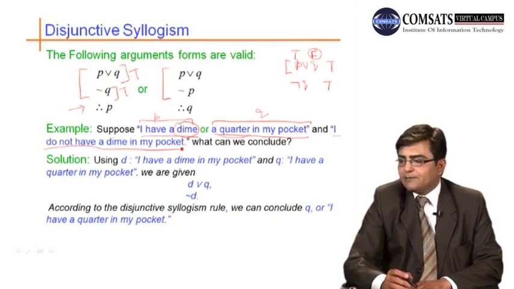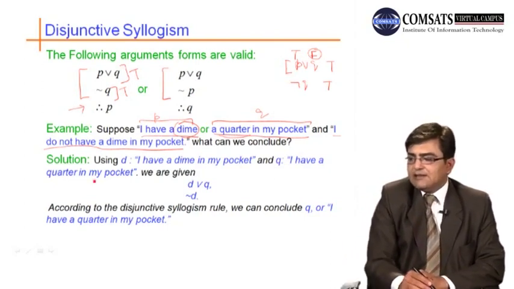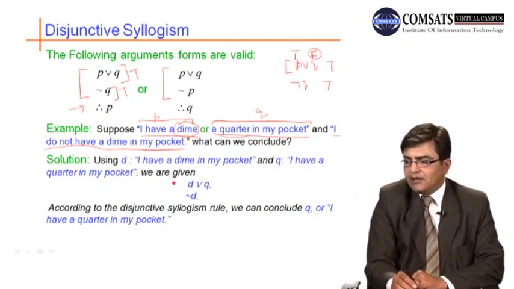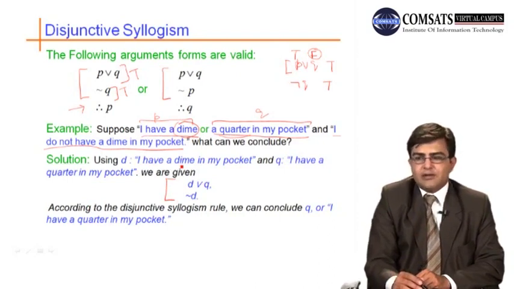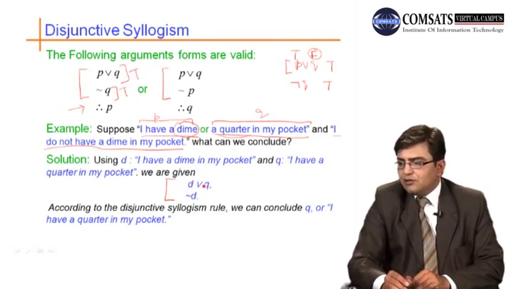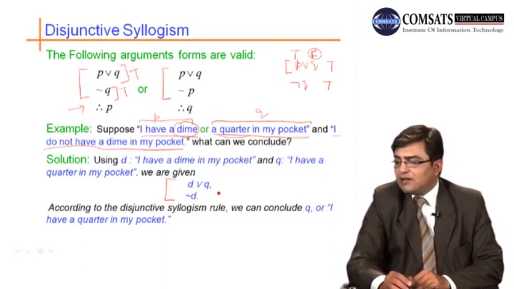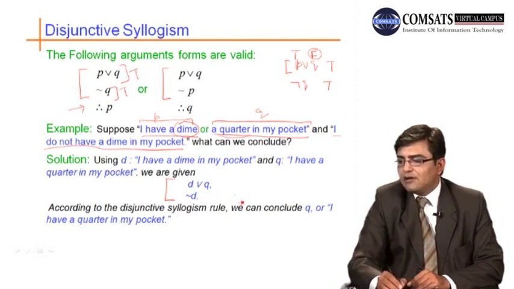So what we can conclude here, first of all we write this argument form in symbolic form: d or q, where d is, I have a dime in my pocket, and q is, I have a quarter in my pocket. So d or q, and the second premise is not d. By using disjunctive syllogism we can conclude therefore q. d or q is true as a whole, not d is true.